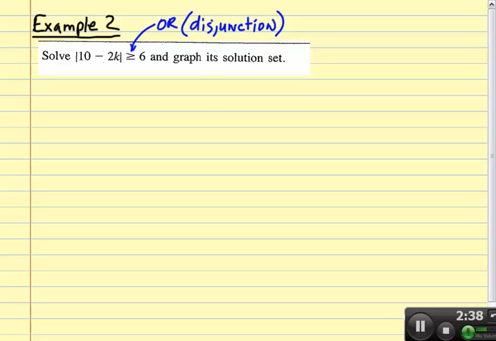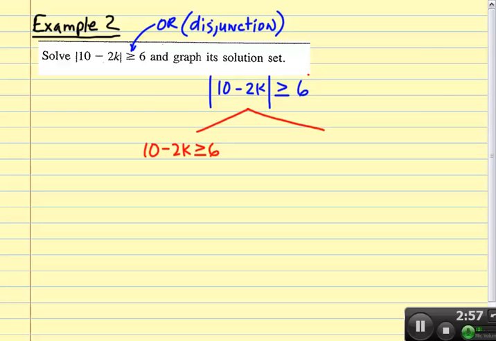Okay, so let me rewrite. Absolute value 10 minus 2k is greater than or equal to 6. Now I'm ready to write my two inequalities. 10 minus 2k is greater than or equal to 6. And then remember, when I change the sign of this thing, I need to flip the inequality also. So 10 minus 2k is less than or equal to -6.